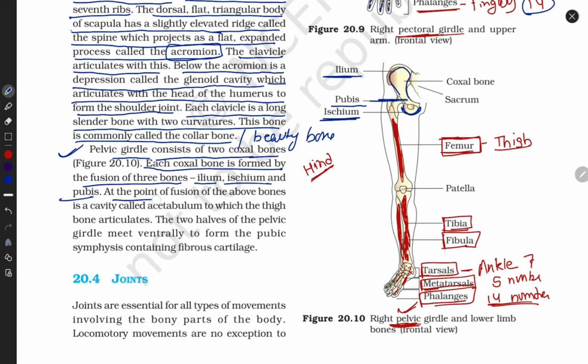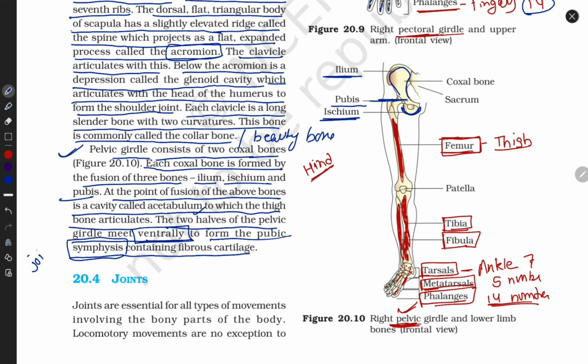Alright guys. At the point of fusion of the above bones is a cavity called the acetabulum, in which the thigh bone sits. The 2 halves of the pelvic girdle meet ventrally, the front side, not the dorsal side, to form the pubic symphysis containing fibrous cartilage. We will discuss this word in joints.